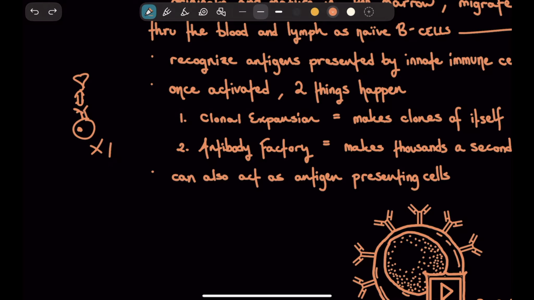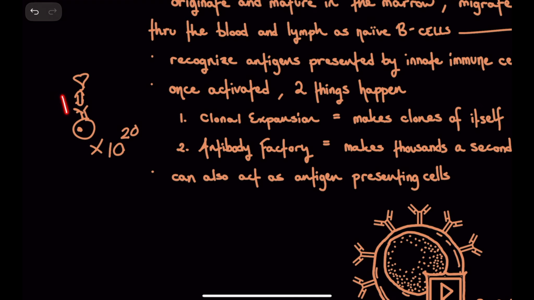Let me just do some scientific notation instead. I don't know, something like that. Once that activation has occurred, I know I need millions and millions and millions of that B cell. So that's clonal expansion. Activation occurred, now I need to make billions of you.